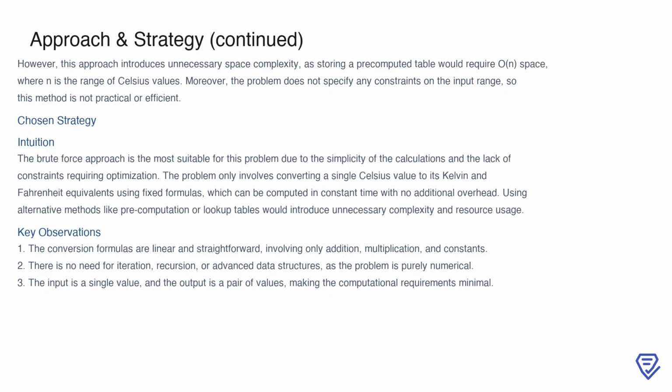The intuition behind selecting this method is rooted in its simplicity and efficiency. Since we are only converting a single Celsius value into its Kelvin and Fahrenheit equivalents, using the provided formulas directly is sufficient. The calculations are linear, requiring only a few basic arithmetic operations, and there's no need for iteration, recursion, or any advanced data structures. Furthermore, the computational requirements are minimal, as the input size is fixed to a single value, and the output is just a pair of numbers. These observations reinforce the idea that a direct calculation method is the optimal solution.